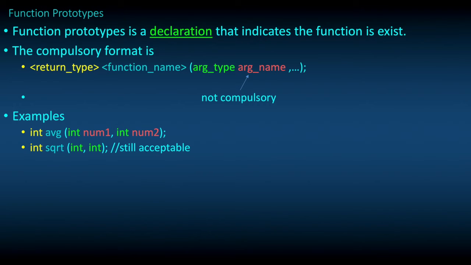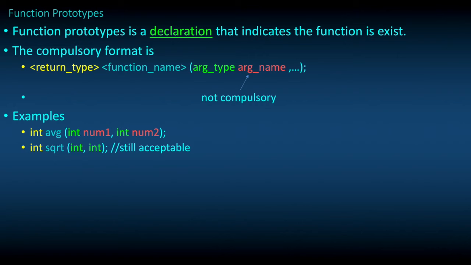So the compulsory format is return type first, followed by the function name. In brackets, the argument type or argument name. The argument name is not compulsory because you can refer to the function definition to write something specific about what is given by the function name. For example, int average, bracket, int num1, int num2, close bracket, then semicolon. The next example is int square root, open bracket, int, close bracket, and then semicolon.